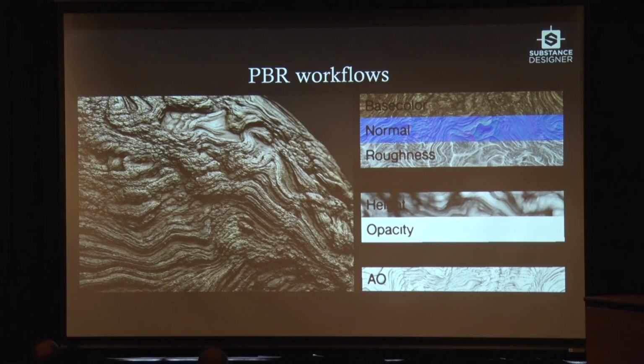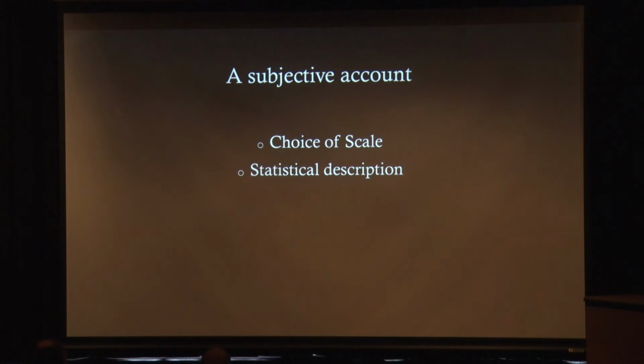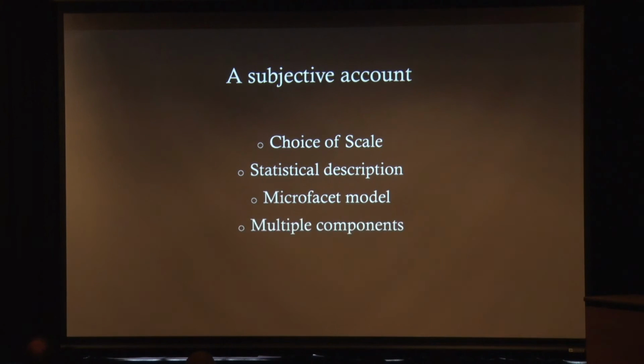So what I wanted to point out in this rather long introduction is that I think that material modeling is a subjective business. So to recap, you have to choose a scale. Then you have to decide whether you use a statistical description or not. If you do, you have to choose a distribution model. And usually, you'll have to combine multiple ingredients or components and make them spatially varied.